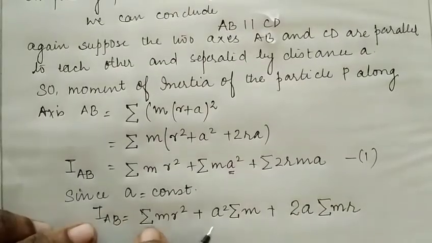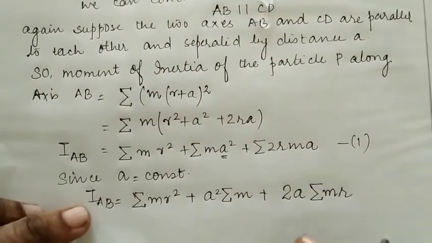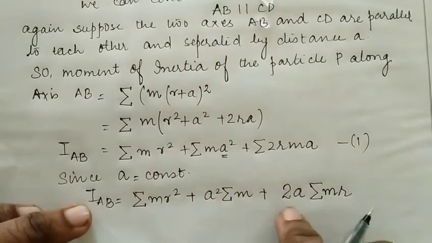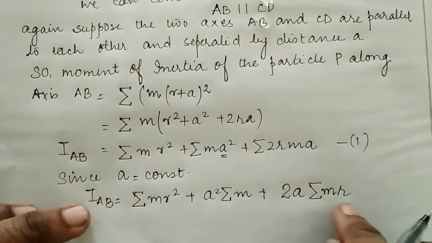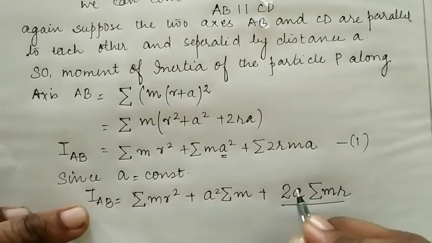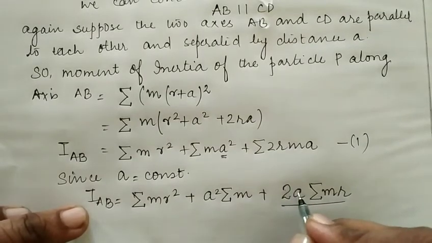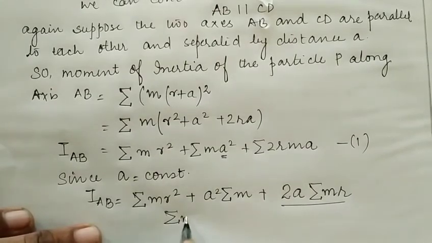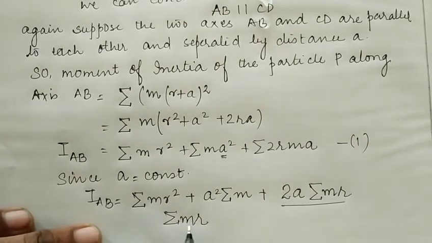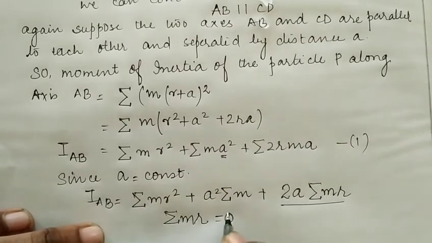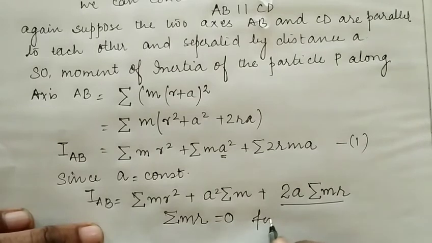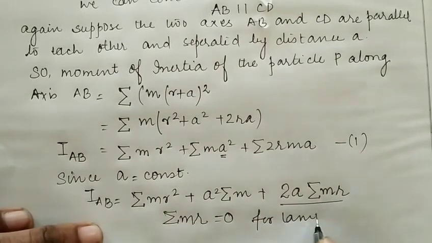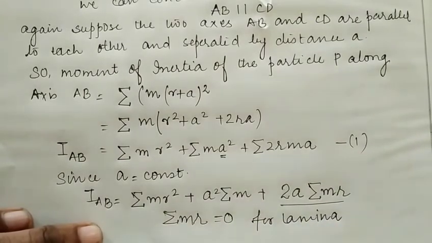Conclude that I_AB is equal to summation of mr square plus a square summation of m plus 2a summation of m into r. Students, here the term 2 is constant, a is also constant, and you can see that the summation of m into r is the product of mass and distance. For a lamina it is termed as 0. Lamina means a body whose thickness is very small.